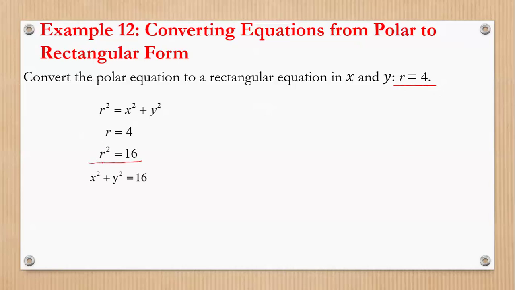Now, since I have r squared, I can replace the r squared by x squared plus y squared. And I'm done, because right now I have an equation in terms of x and y. There is no more r and theta. And we know that x squared plus y squared equal to r squared is always the equation of a circle, where the radius of the circle is r. So this equation is the equation of a circle with radius 4, because 16 is 4 squared.